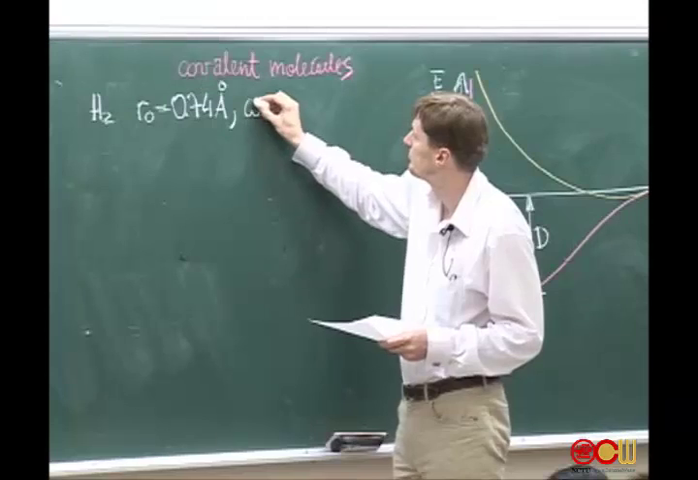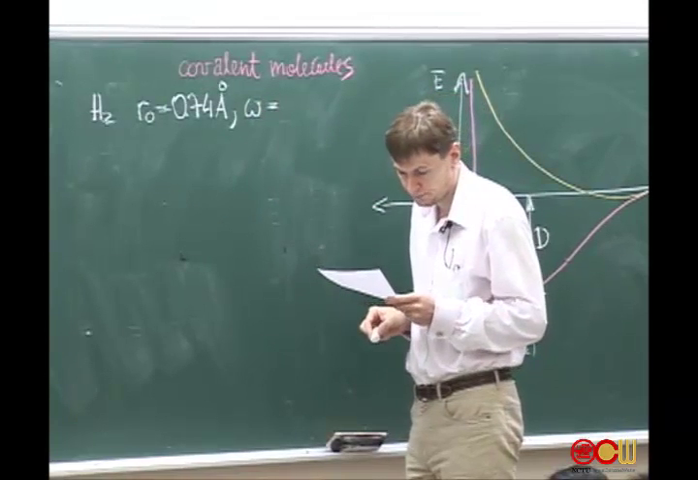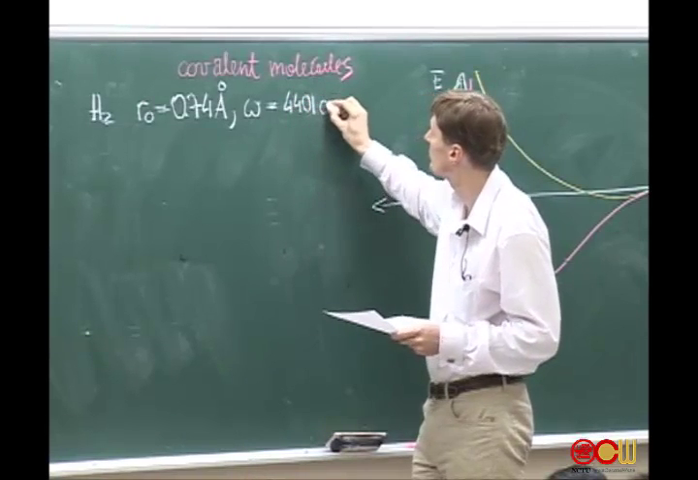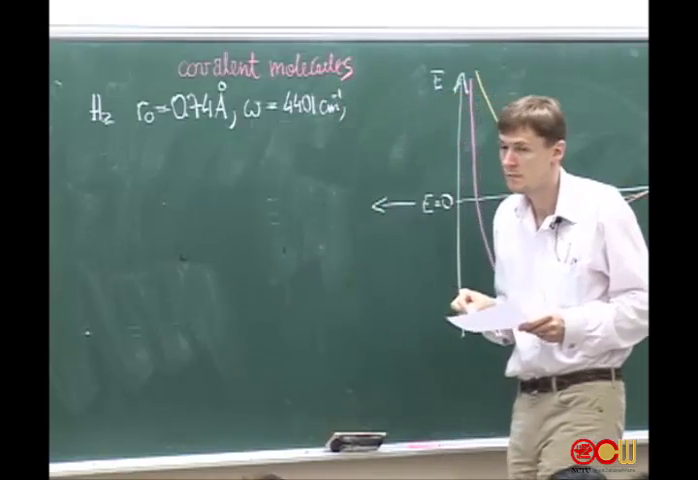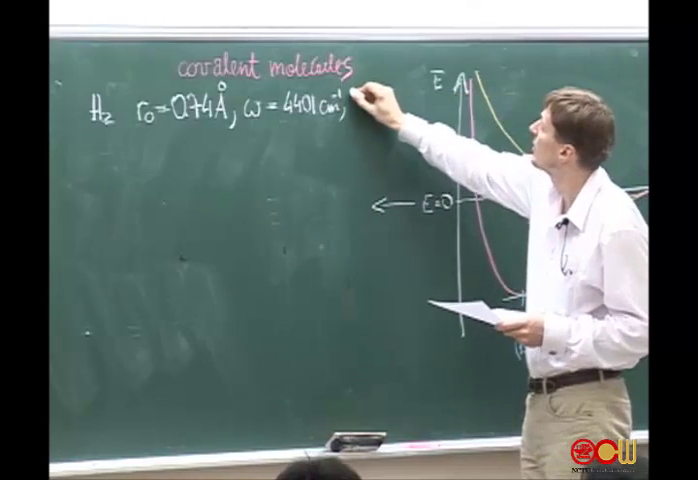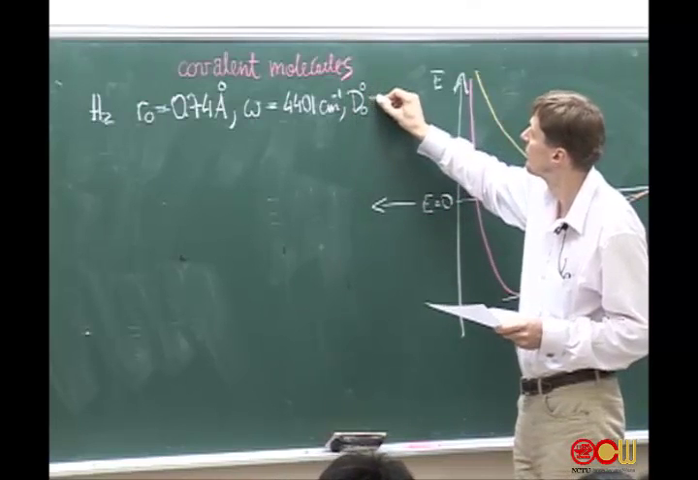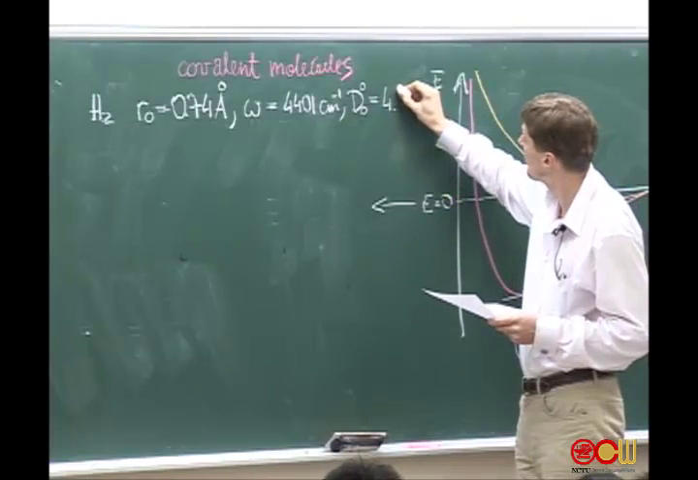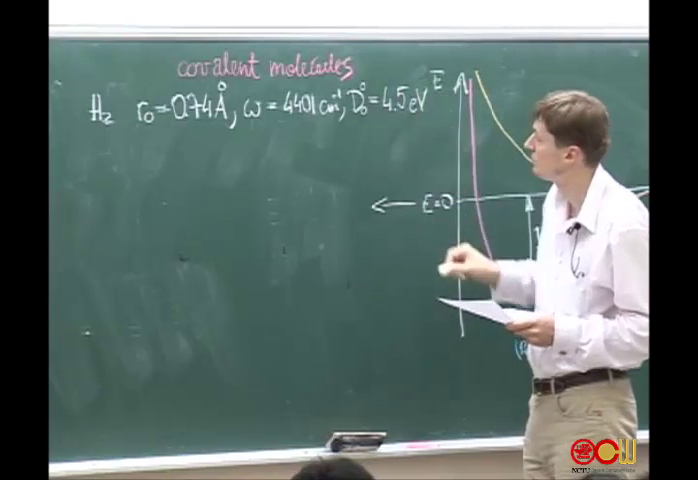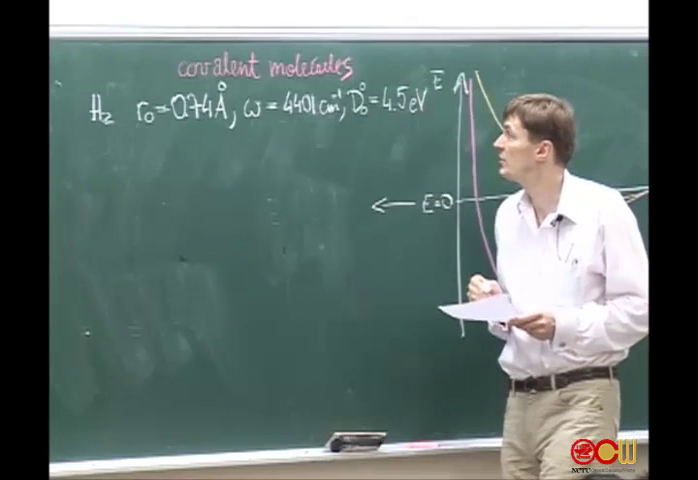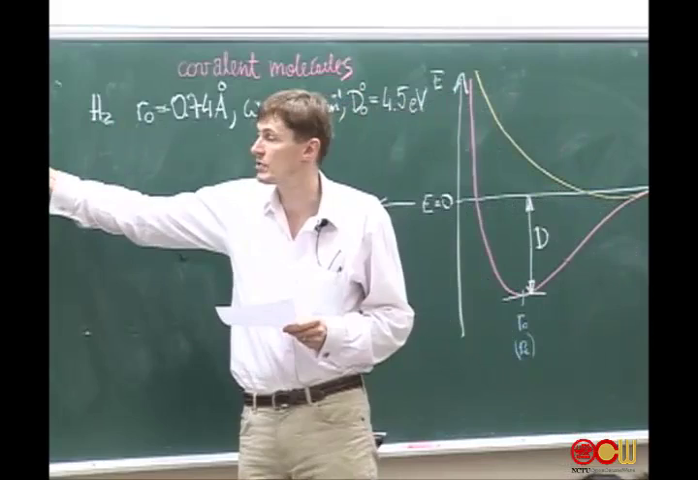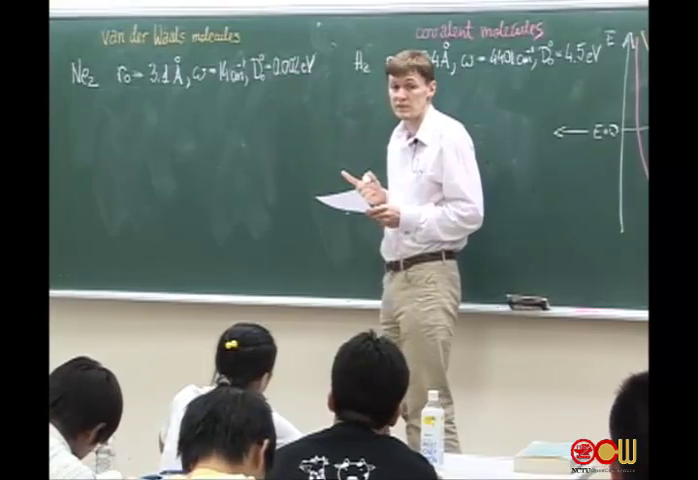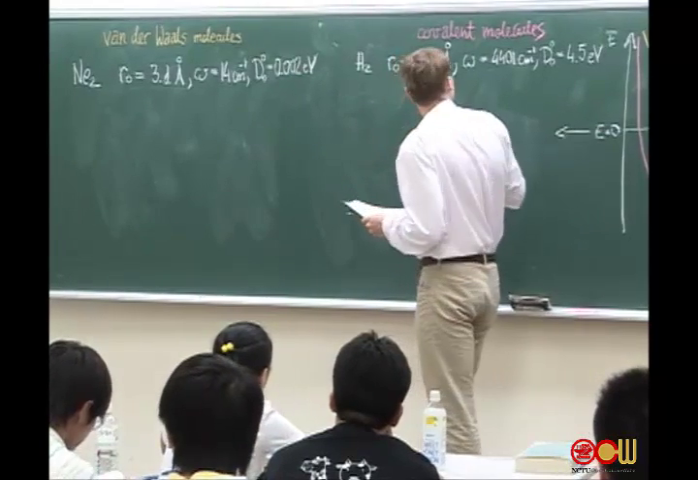What about omega? Omega for the hydrogen molecule is equal to 4,401 wave numbers. And the next parameter, D00, is equal to 4.5 electronvolt. You see the differences are huge. 4.5 versus 0.00002. Yes? No question? Right. Good.